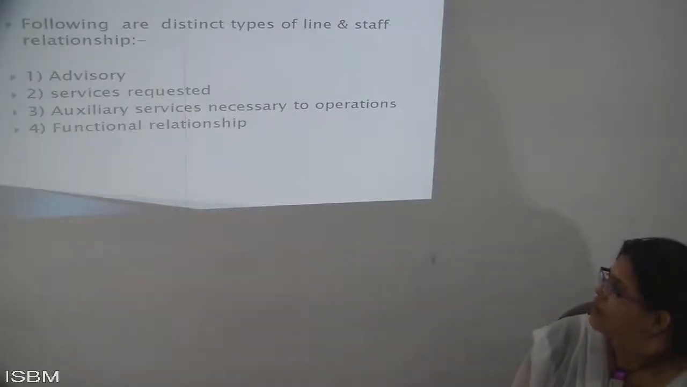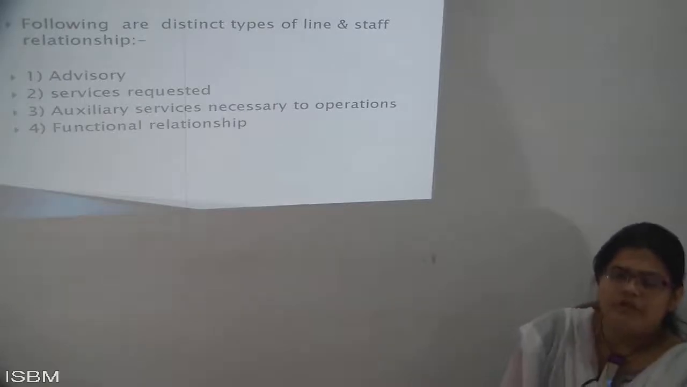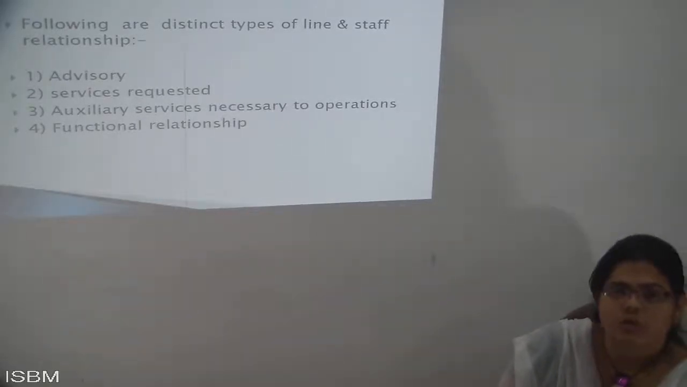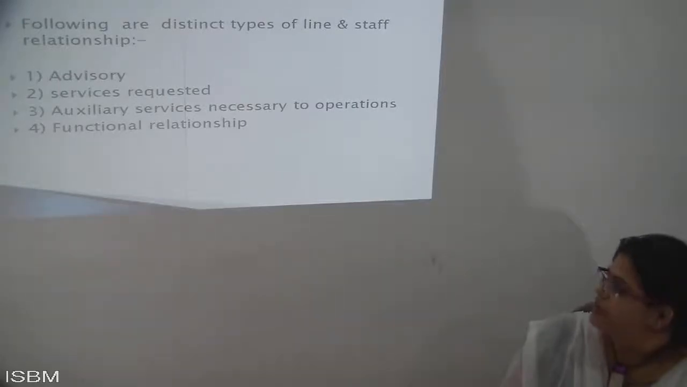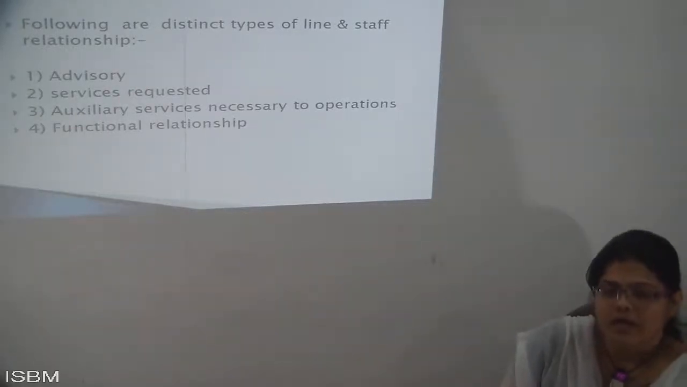Then after that, auxiliary service necessary to operate. So whatever the rest of the services are, where there are any wrong intentions or very tough types of intervention, it is necessary to operate, and you need to follow that. Then after that, functional relationships: you need to move into different departments like finance, marketing, HR, and you need to develop that way of relationship. Now, as you see in the group also, the people in finance will have the knowledge of the finance executive.